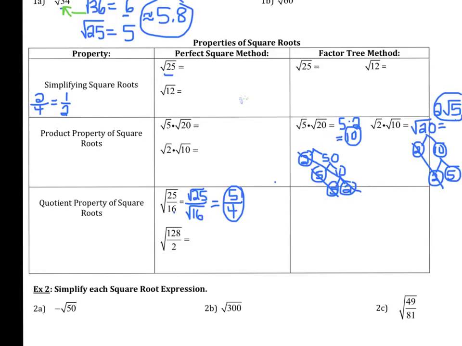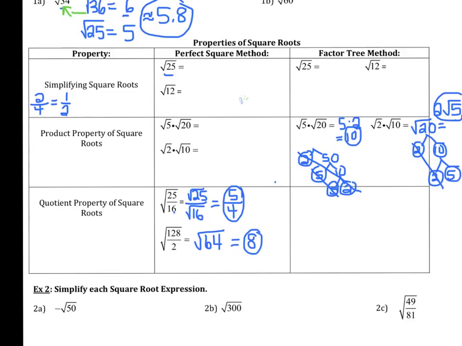What about 128 and 2? Is 128 a perfect square? Is the square root of 2 a perfect square? No. So let's not do that. Sorry if you just wrote it down. Erase it. What happens if you divide 128 by 2? You get 64. Is 64 a perfect square? Yep. We can reduce that to 8. And we don't really need to do the factor tree method for those.